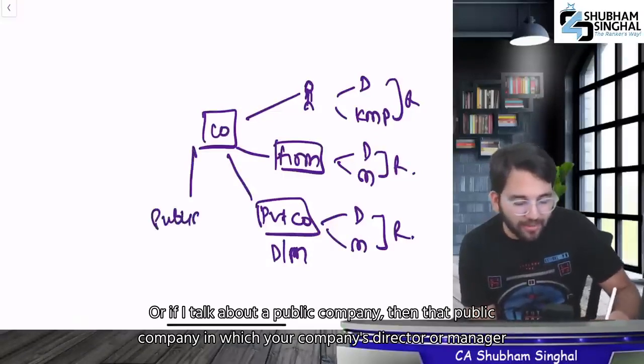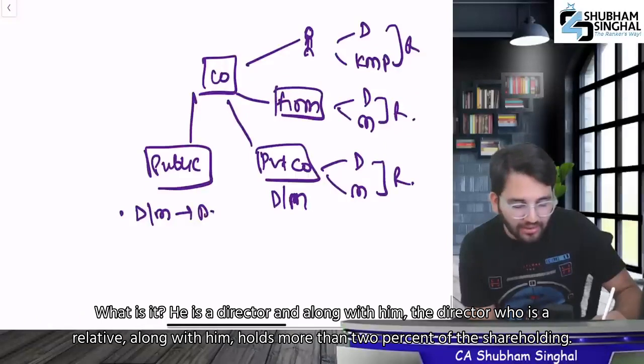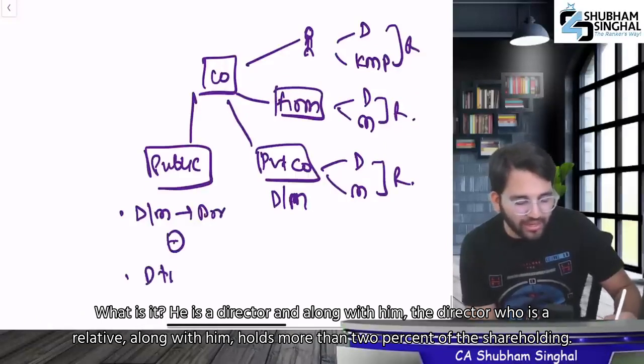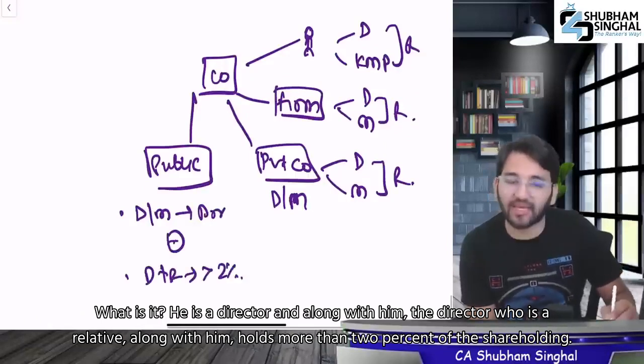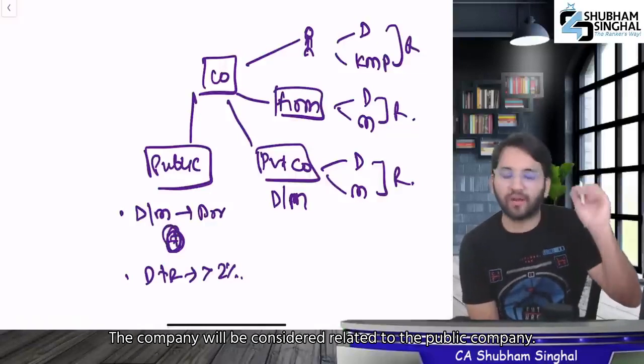Or if I talk about a public company, then the public company in which your company's director or manager is a director, and along with that, the director along with the relative holds more than 2% of the shareholding. Both these conditions should be met. Then the public company will be considered related.